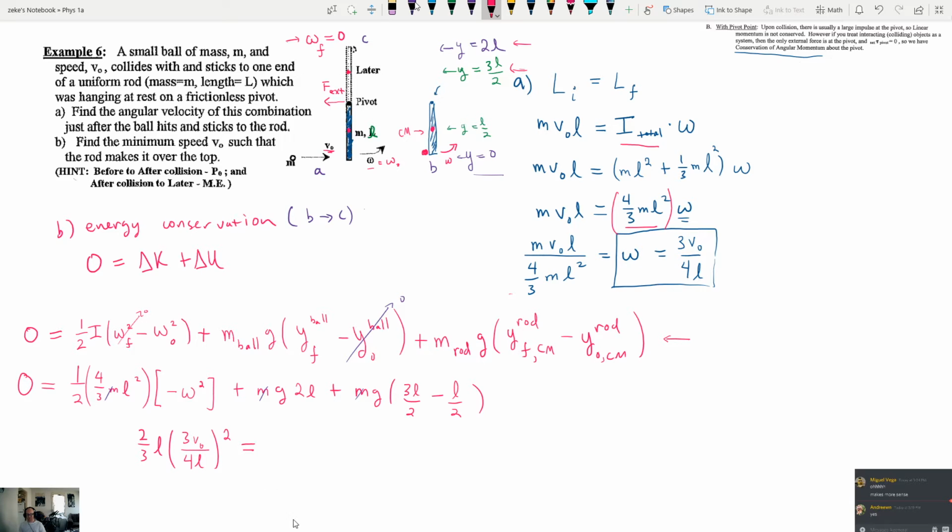This should be equal to, so we have 2gL, and here we have 3L over 2 minus L over 2, which is going to be just L, right? 3 halves minus 1 half is 1. So we have mg times 2L plus mg times L. On the right-hand side, we get 3mgL, and actually no m because we got rid of that, right? I think it's just going to be 3gL. See if you look at those two terms, if you work out the algebra.